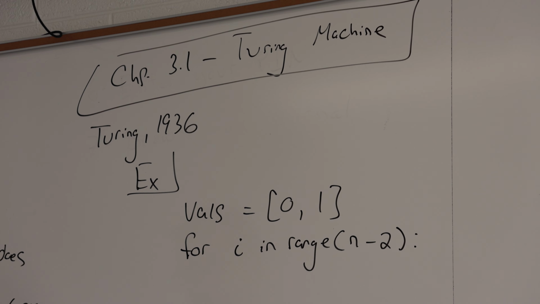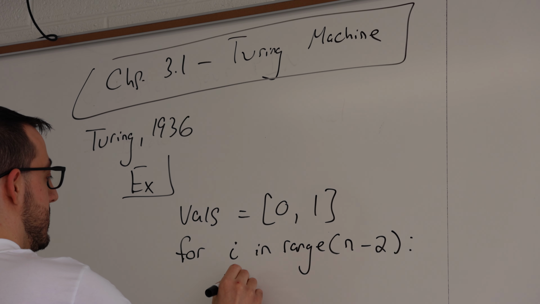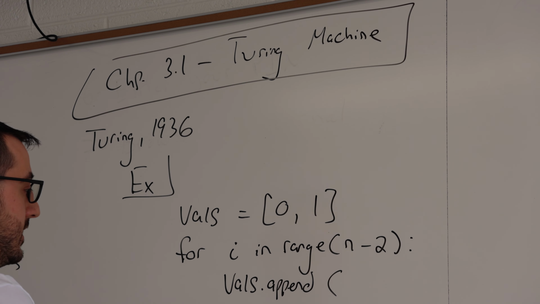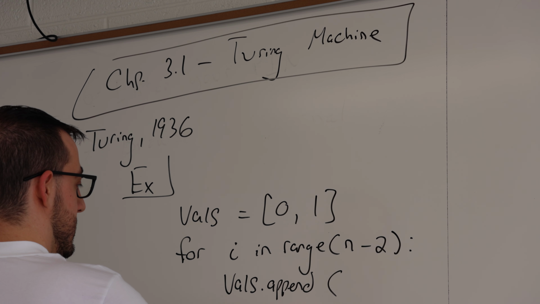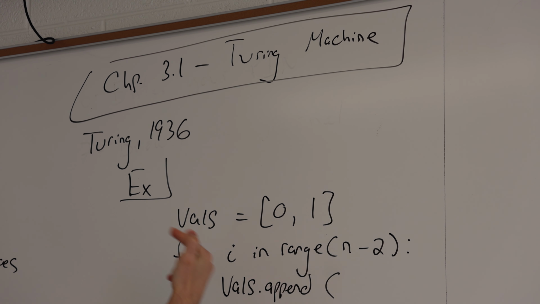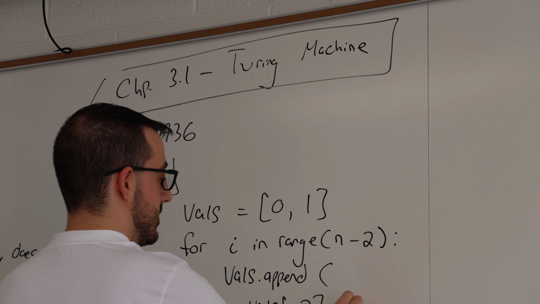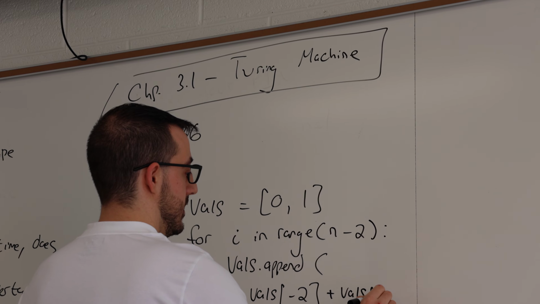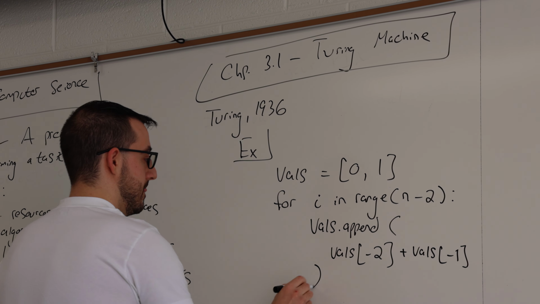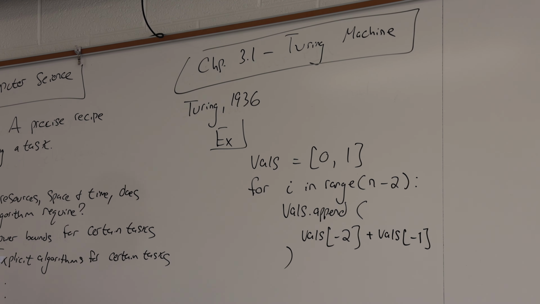Every iteration of this loop, I want to append a new value to my list of values. And the value that I want to append is going to be the second previous number. In Python, you can use negative indices to go backwards, plus the last number that we have: vals[-2] plus vals[-1]. Append that to the list.